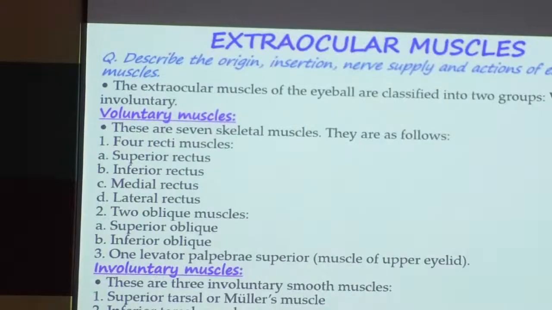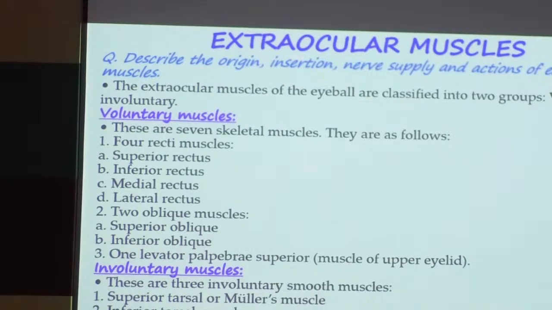Now we go to the extraocular muscles. This comes as a long question. You practice very carefully. Okay. Extraocular muscles come as a question, and bony orbit is important for your viva. Okay. Head and neck viva, bony orbit will be asked. Extraocular muscles are important for a theory question. It comes as a long question.